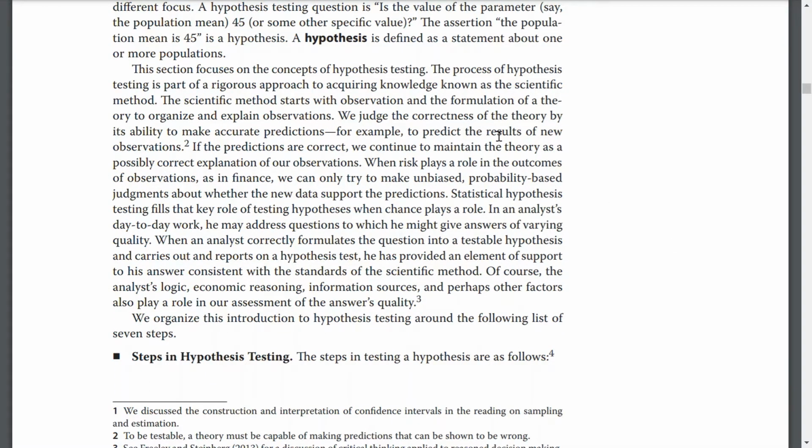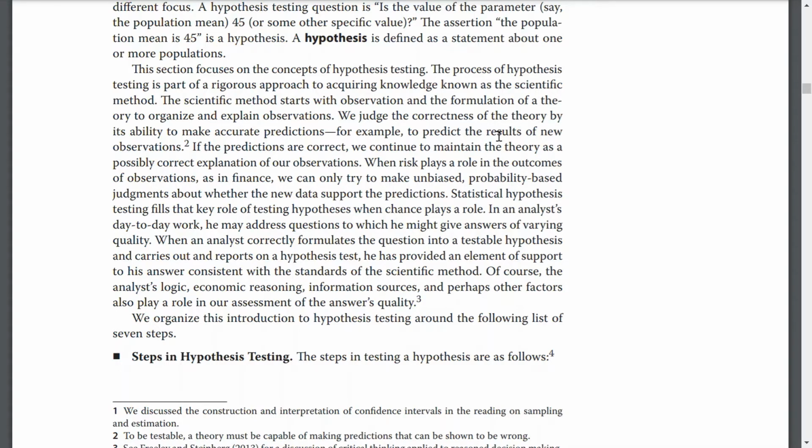For example, it predicts the result of new observations. If the predictions are correct, we continue to maintain the theory as a possibly correct explanation of our observations. When chance plays a role in the outcomes of observations, as in finance, we can only try to make unbiased, probability-based judgments about whether the new data supports the predictions.